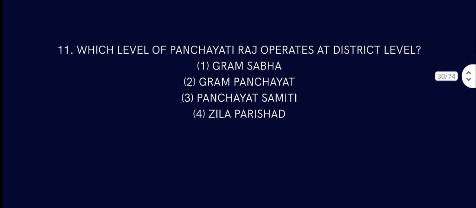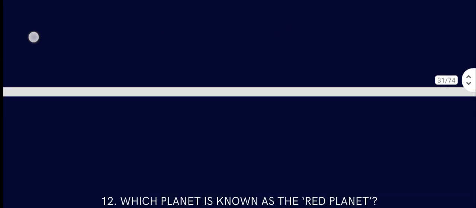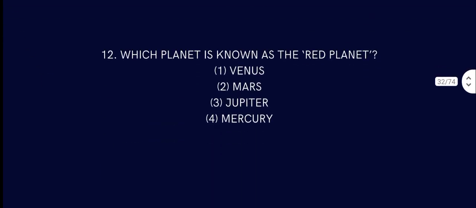Question number 11. Which level of Panchayati Raj operates at district level? Gram Sabha, Gram Panchayat, Panchayat Samiti or Zilla Parishad. So district level work is done by Zilla Parishad. We all know that is the highest level of Panchayati government. Question number 12. Which planet is known as the red planet? Venus, Mars, Jupiter or Mercury? So the red planet is, we all know, Mars.